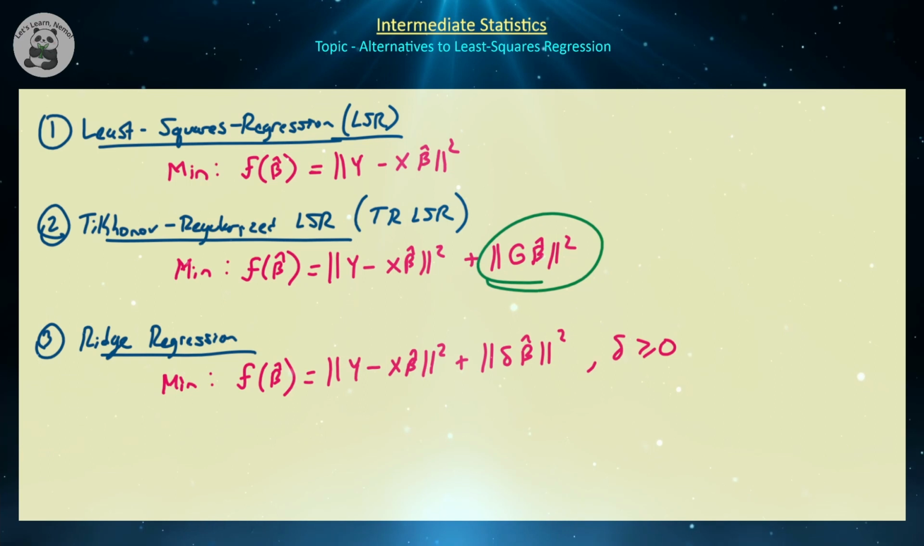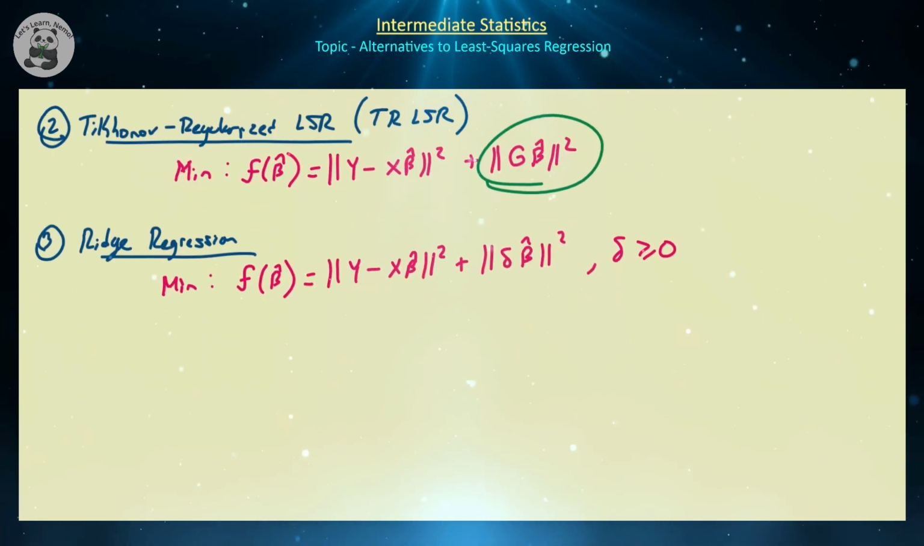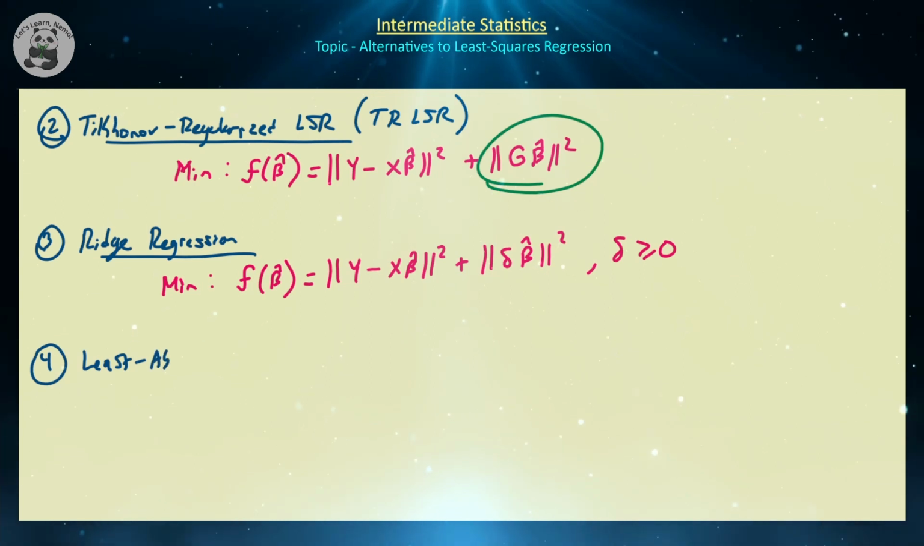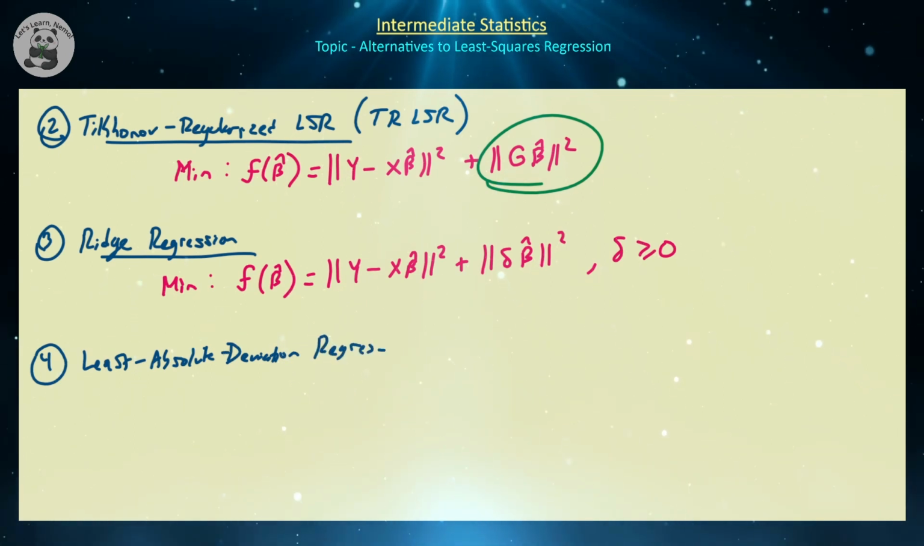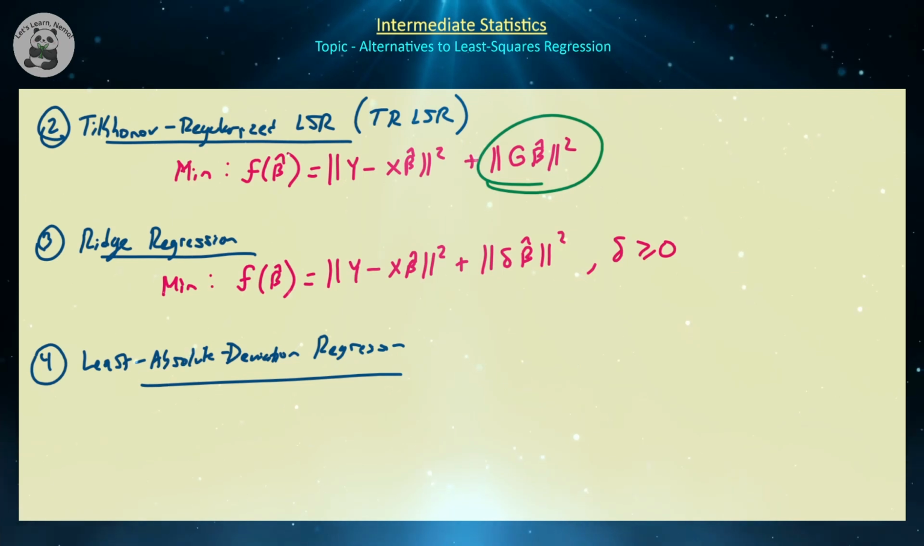Right? Now, obviously, there are several other things you could add onto this list, but this is, of course, just a starting point. You could experiment with others if you want to. The fourth method that I want to introduce is referred to as the least absolute deviations, least absolute deviation regression, which you can just abbreviate as LADR.